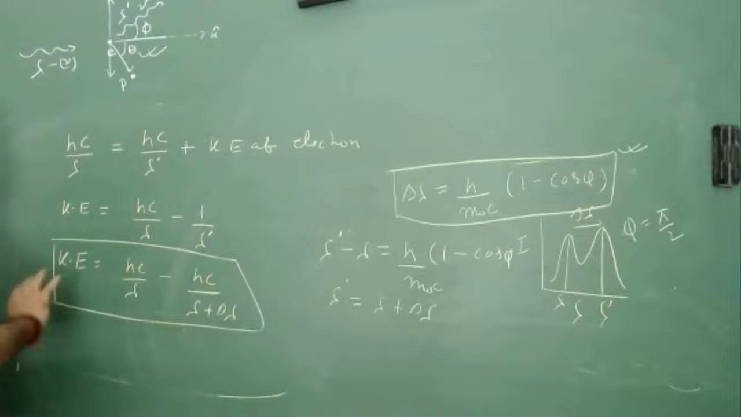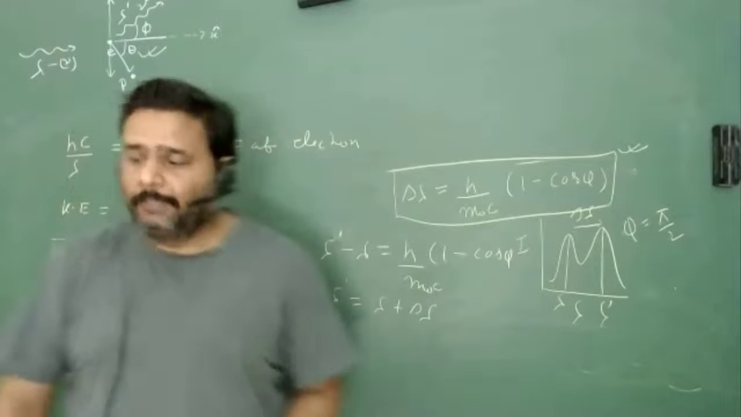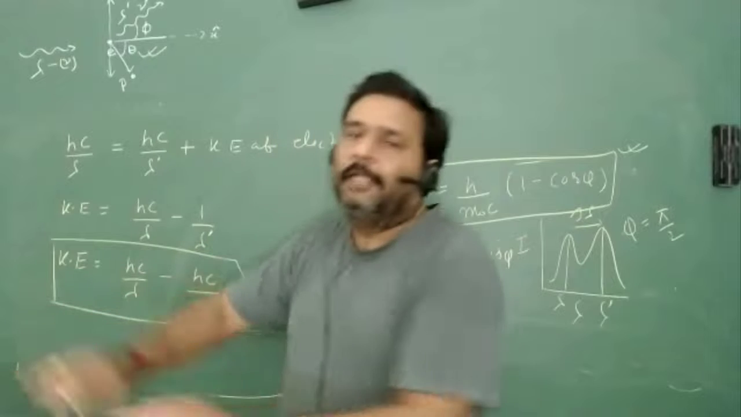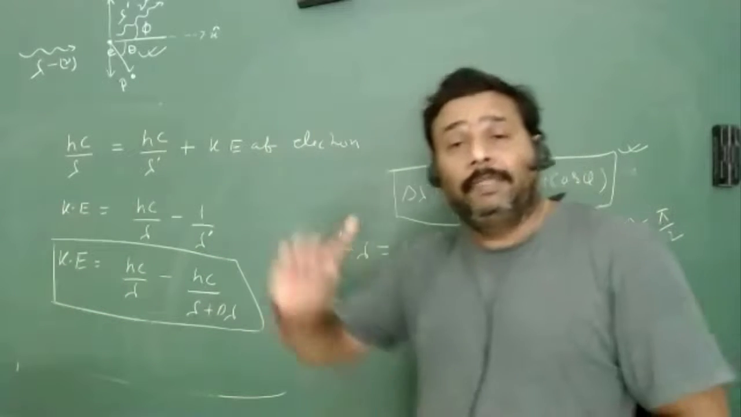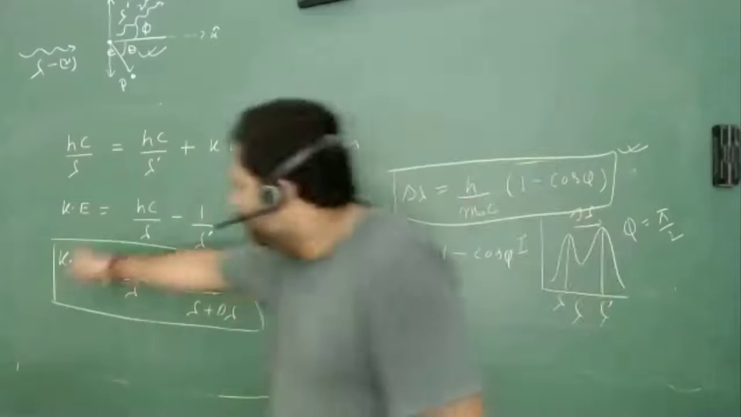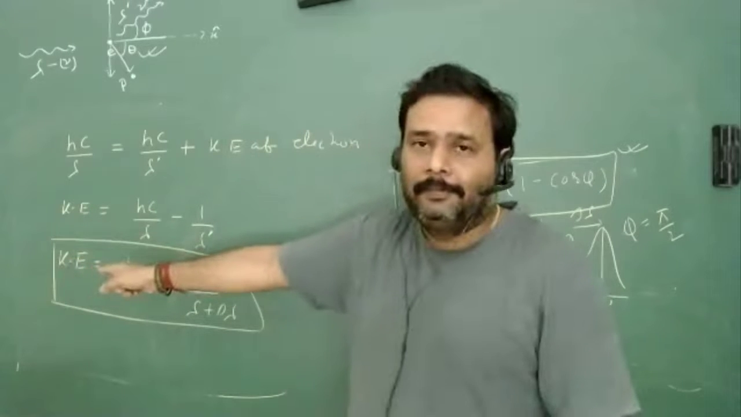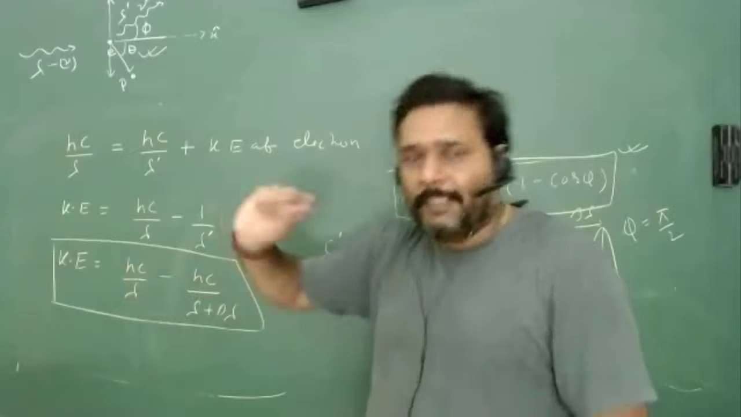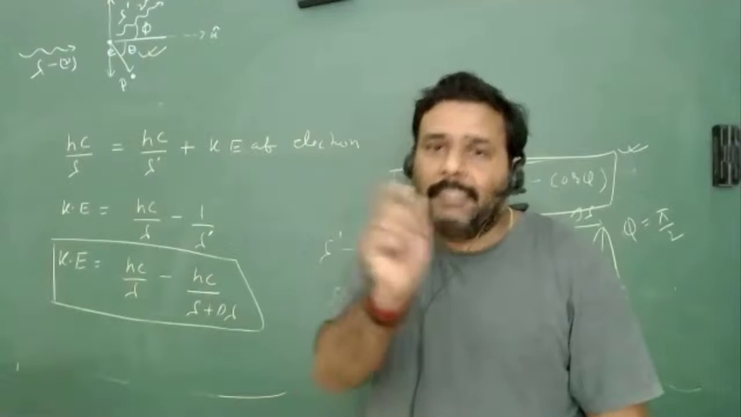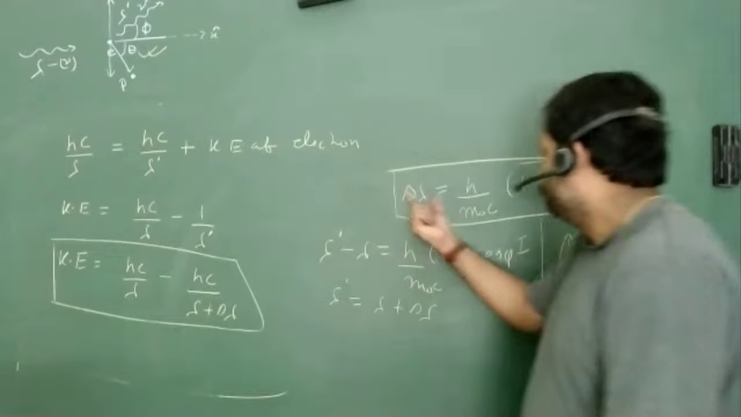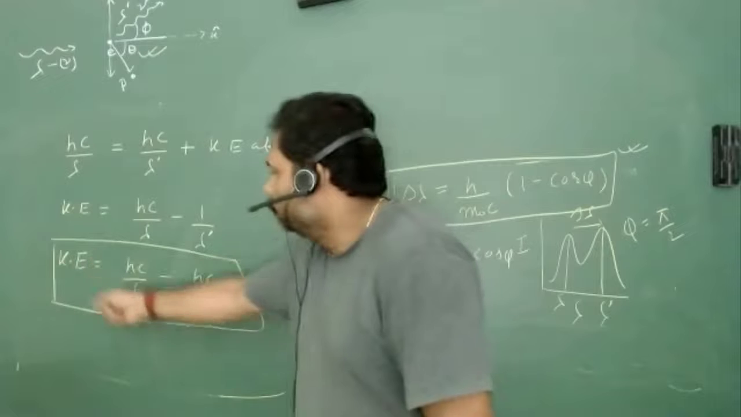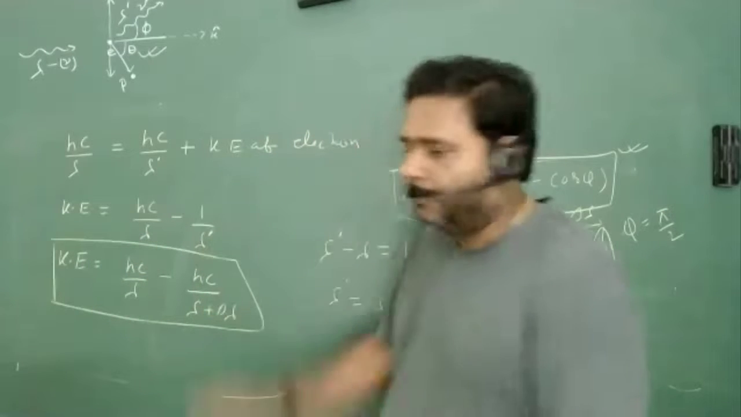This question has been asked a lot of times in your exam, because in this question you have to indirectly use the value of delta lambda. They will give the scattering angle of the X-ray, but they will ask what the kinetic energy of the electron is. So it's very tricky. First we have to find the change in lambda from this formula, and then you can use this formula and find the kinetic energy.